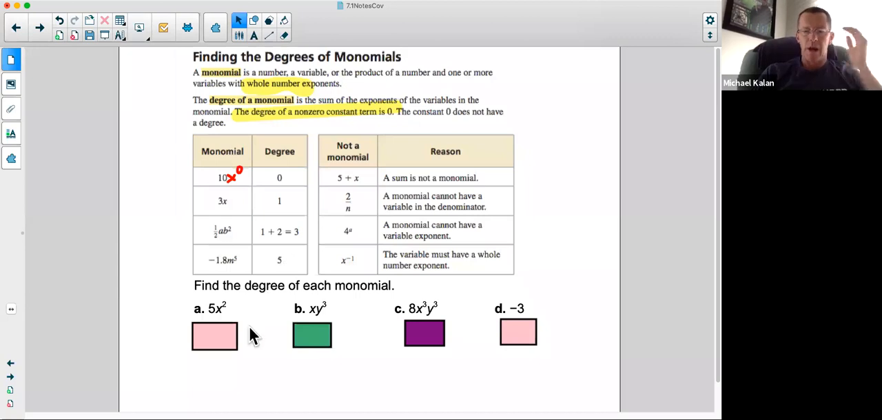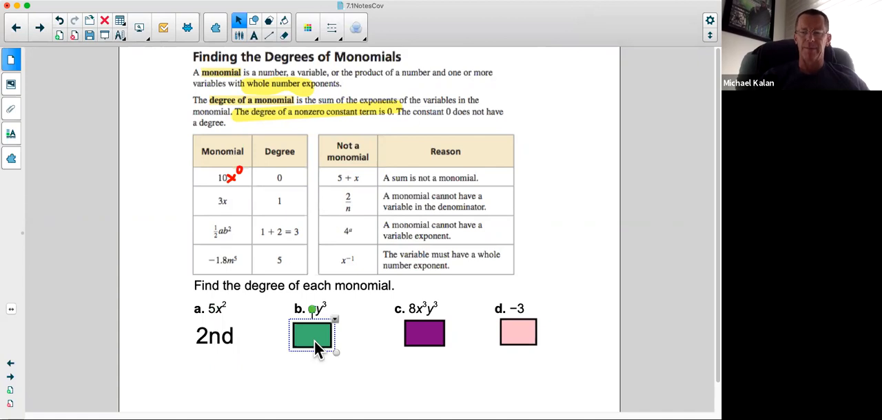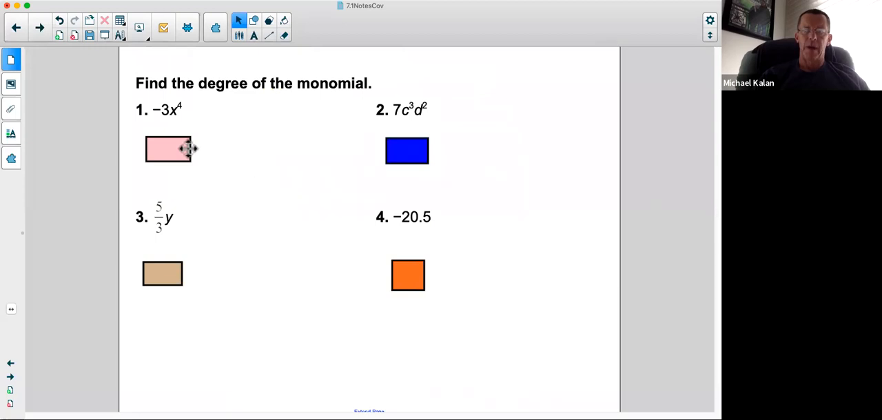Okay, find the degree of each monomial. Well, we're told they're monomials, so we don't have to worry about that. So what's the degree? Remember, it's the sum of the exponents on the variables. Well, that one is 2. Why don't you try these ones? Second degree. 4, right? This one, 6. And this one, be careful. Think about what it would be. 0, right? That's like this one up here. We could put x to the 0 on there. Okay, all right, do some more of these.